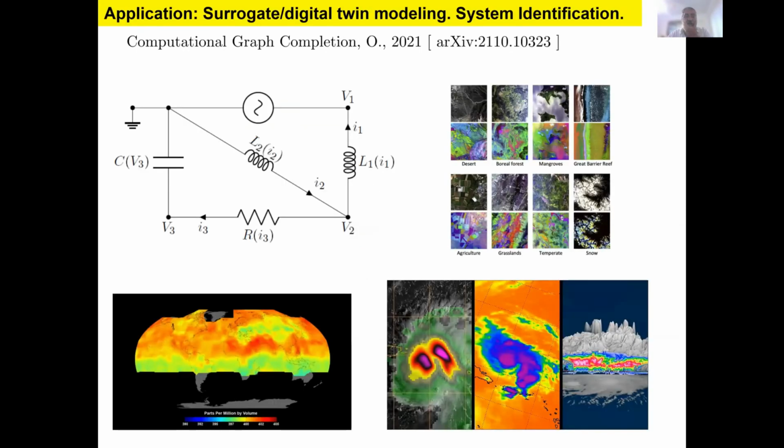Now, as a first example, we are going to turn system identification and digital twin or surrogate modeling into computational graph completion problems. We will use this nonlinear electric circuit as a simple illustration of this application, but evidently you can make the underlying examples as complex as you want. In particular, it could be a full-blown climate system.